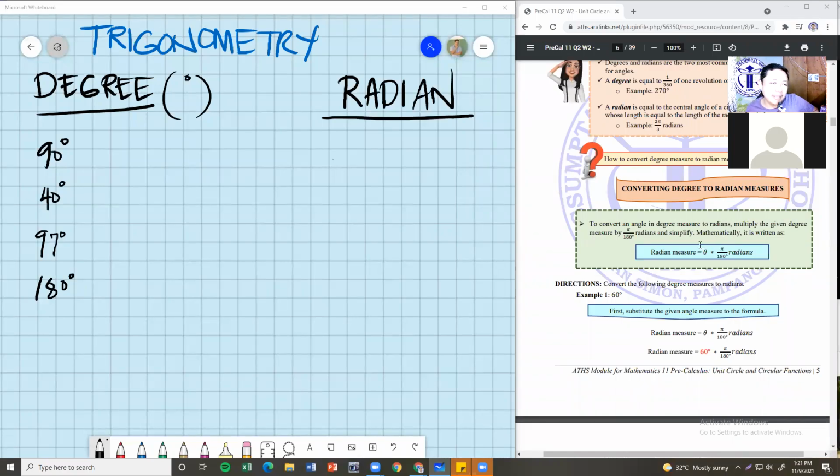Okay, so to continue, did you know that every degree measure has an equivalent radian measure? Yes or no? Show a reaction, please. Do you agree? Did you know that? Do you agree that every degree measure has an equivalent radian measure?